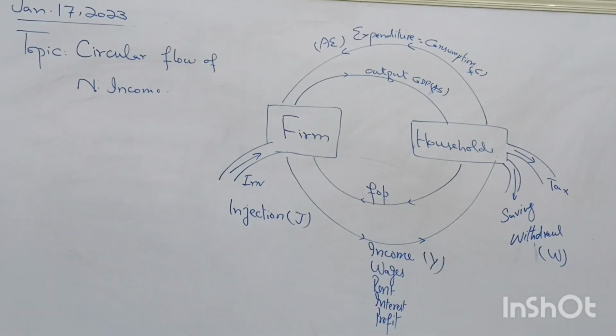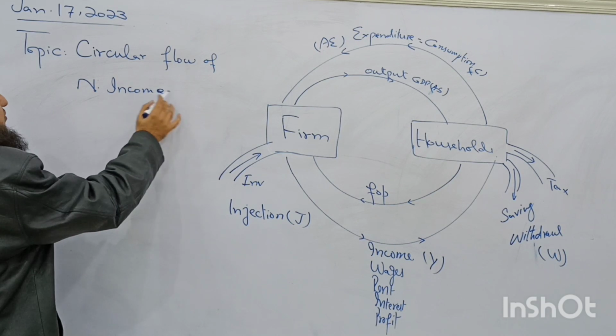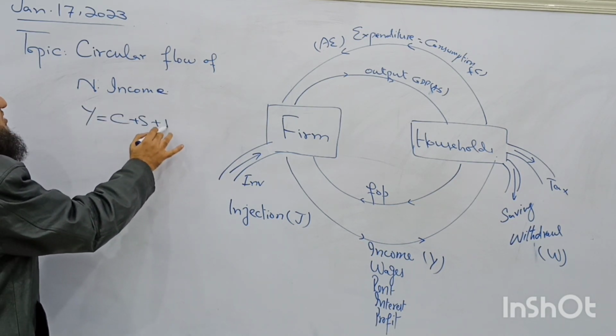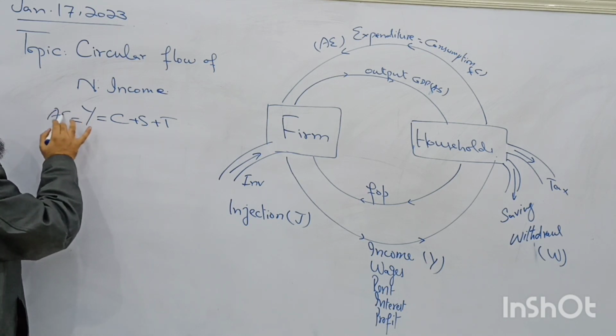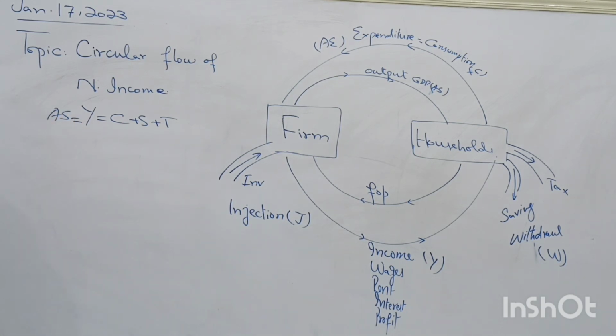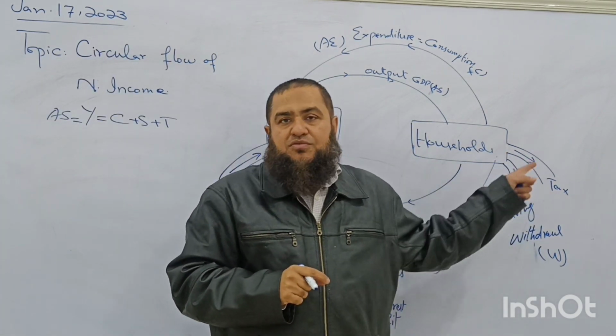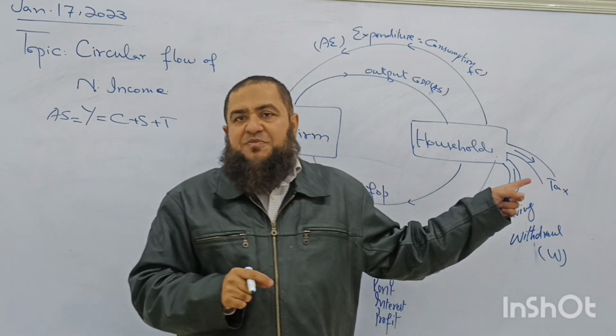Now the income is divided into three parts. What are the parts of income? C plus S plus T. That is aggregate supply. Some part of income is saved. Most of the income is consumed. And some part of income is paid to the government in the form of taxes. So tax is also withdrawn from the circular flow. That is not being spent.